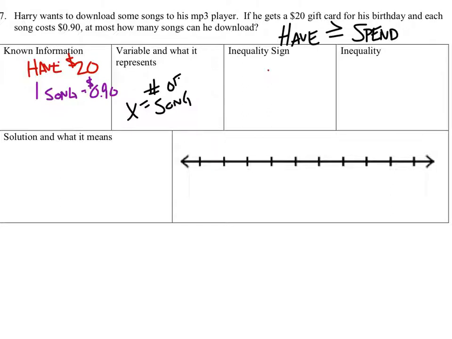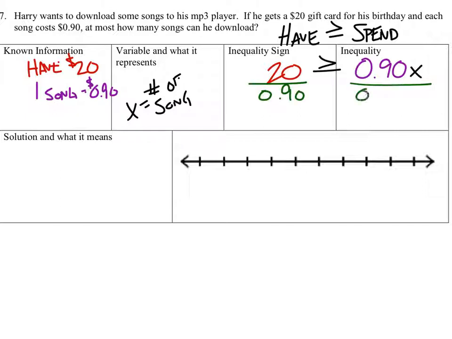How much does he have? He has $20, and each song will be 90 cents. And we're going to multiply that by the number of songs he can download. Now, of course, the 20 needs to be greater than or equal to that value. So we'll just divide both sides by 90 cents. And we see that the number of songs he can download should be about 22.2 repeating.